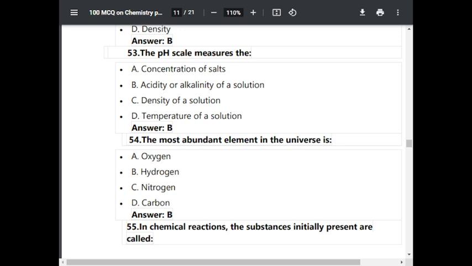Question number 54. The most abundant element in the universe is. Option A, oxygen. Option B, hydrogen. Option C, nitrogen. Option D, carbon. The correct answer is B, hydrogen. The most abundant element in the universe is hydrogen.